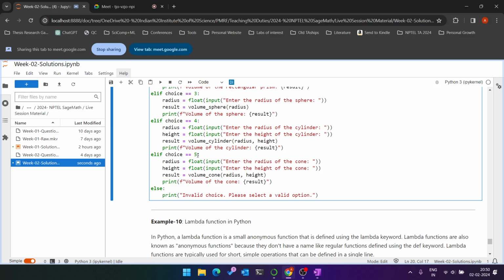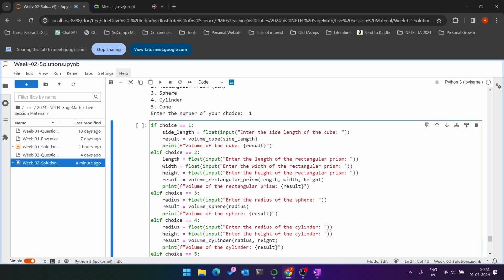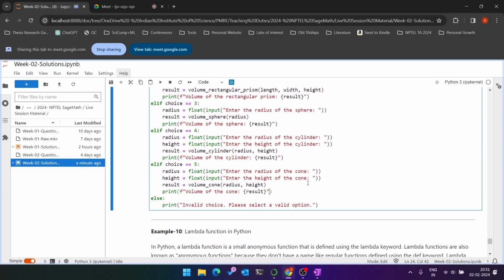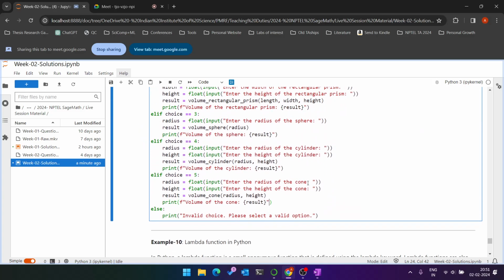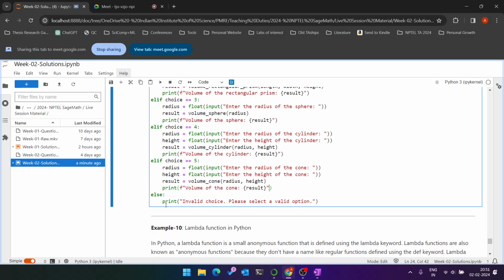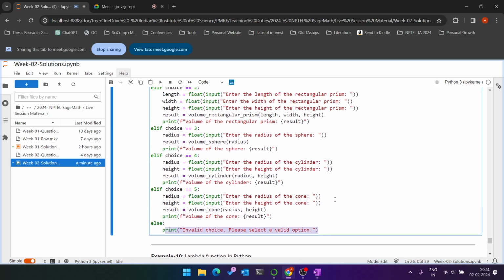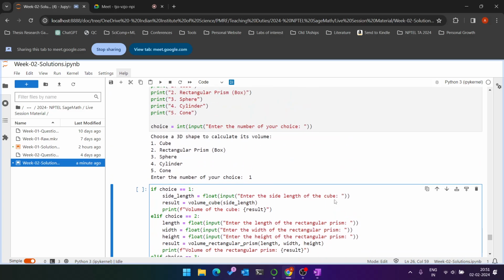If my choice is 5, which is my cone, it requires a radius and a height. So I write cone, and we calculate the volume of the cone using the volume cone function and print it. If my choice violates any of these integers, I just print that you have entered a wrong option.